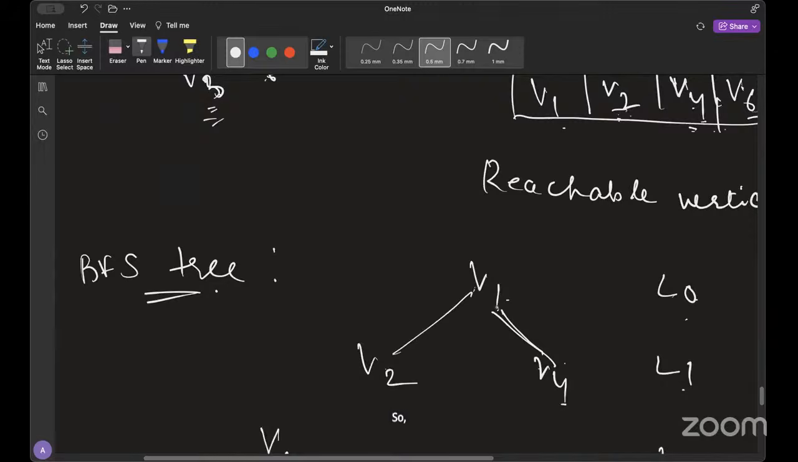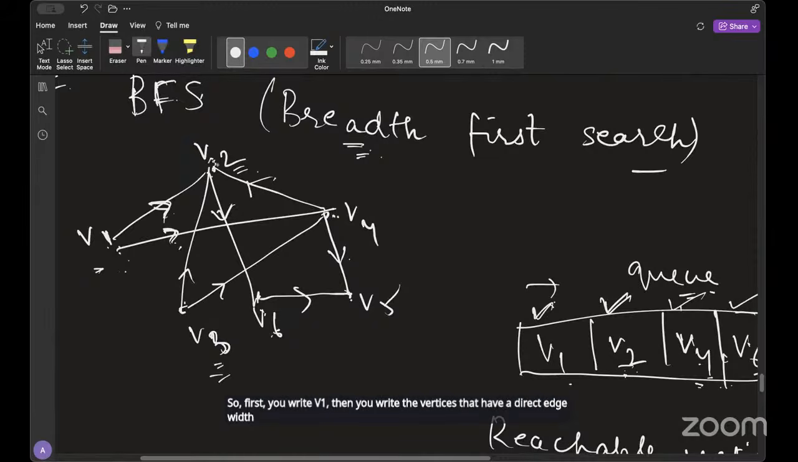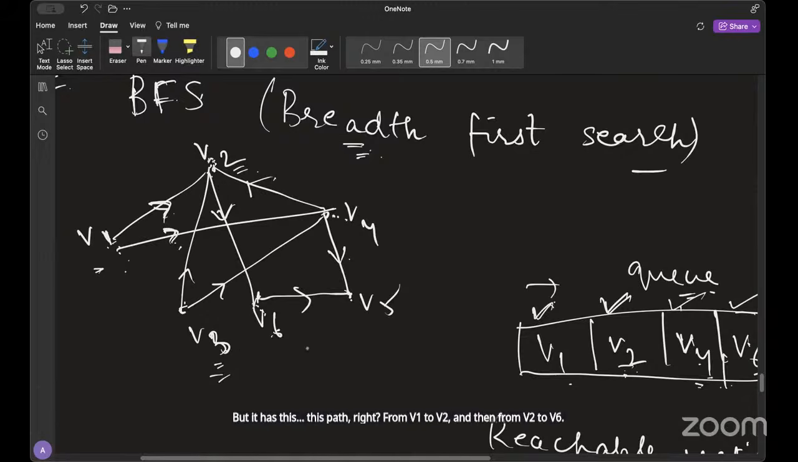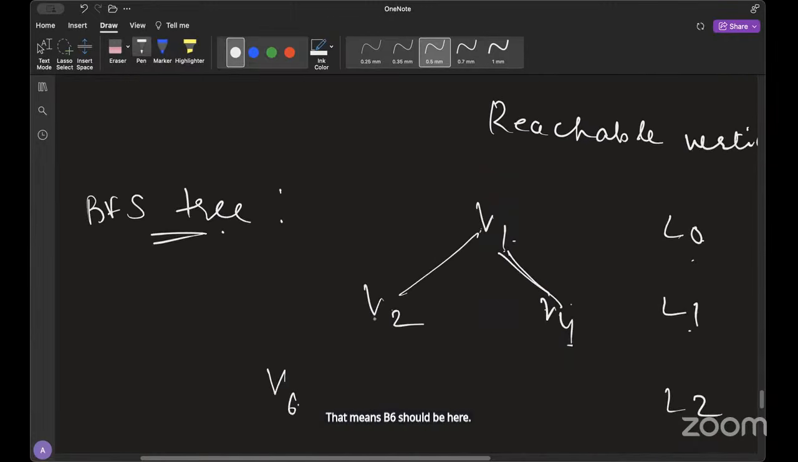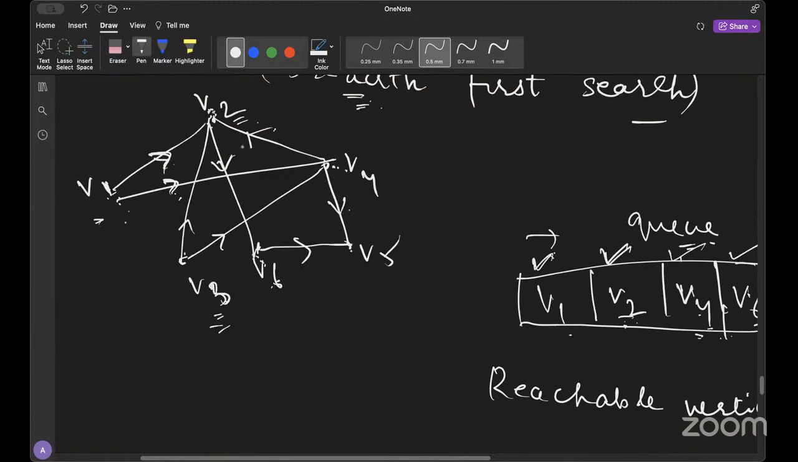So first you write V1, then you write the vertices that have a direct edge with it. By direct edge, we mean these two. V2 has a direct edge with V1. V4 has a direct edge with V1. V6 does not have a direct edge with V1, but it has this path, right? From V1 to V2, and then from V2 to V6. That means V6 should be here, under V2, right?